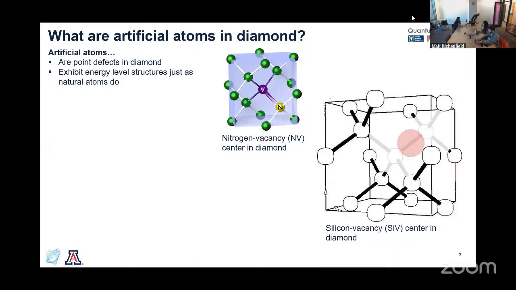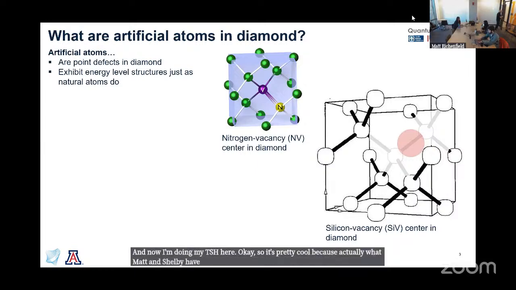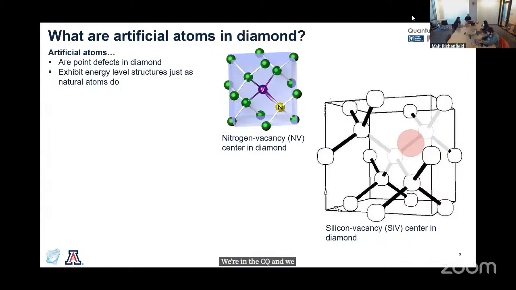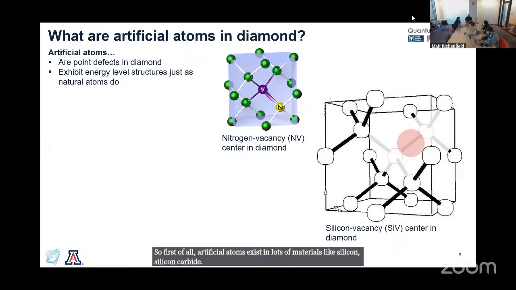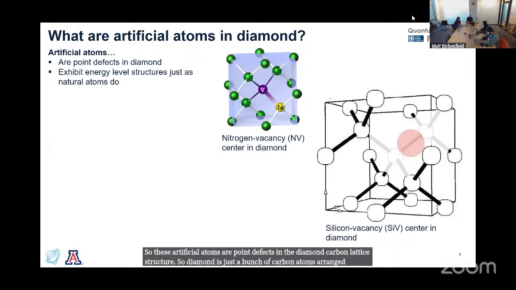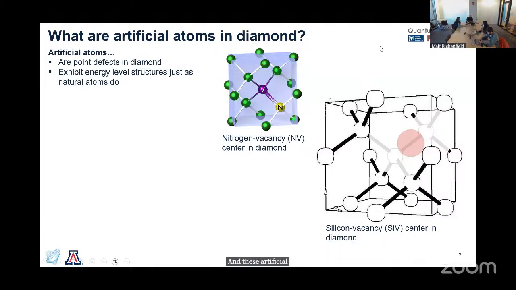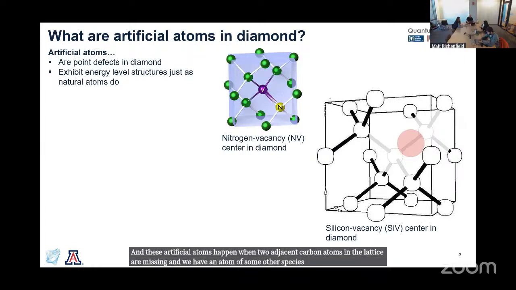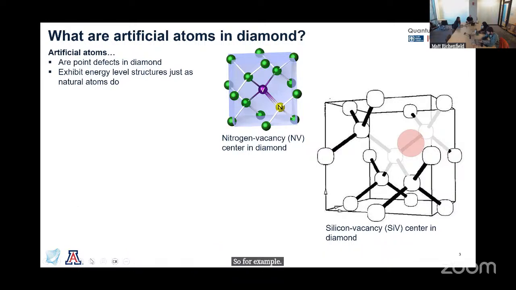Okay, so it's pretty cool because what Matt and Shelby have both talked about earlier today have filled in some of the background for this talk. Just to give a quick refresher from a couple of hours ago, we're in the CQ and we're using these artificial atoms in diamond. First of all, artificial atoms exist in lots of materials like silicon, silicon carbide, 2D materials, not just in diamond, but for our design implementation, for now, we've chosen diamond. These artificial atoms are point defects in the diamond carbon lattice structure. Diamond is just a bunch of carbon atoms arranged in a specific way. And these artificial atoms happen when two adjacent carbon atoms in the lattice are missing, and we have an atom of some other species in the lattice at that location. So for example, here are two important ones. Maybe I should turn on my laser pointer.